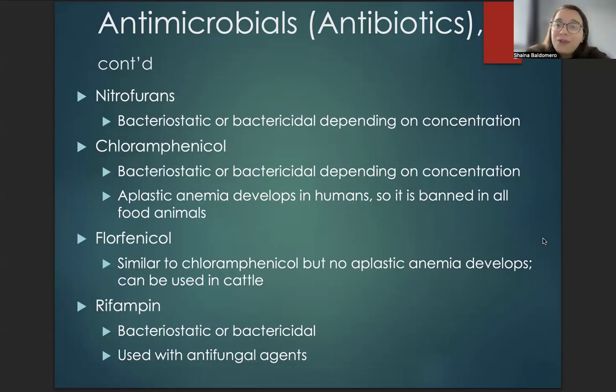Now, there are a lot of variations of drugs. So they did come out with another version of chloramphenicol. It's called florfenicol. So it's like the same class, really strong antibiotic, similar, but no aplastic anemia develops. So we could use florfenicol in cattle or in livestock and it would be okay.